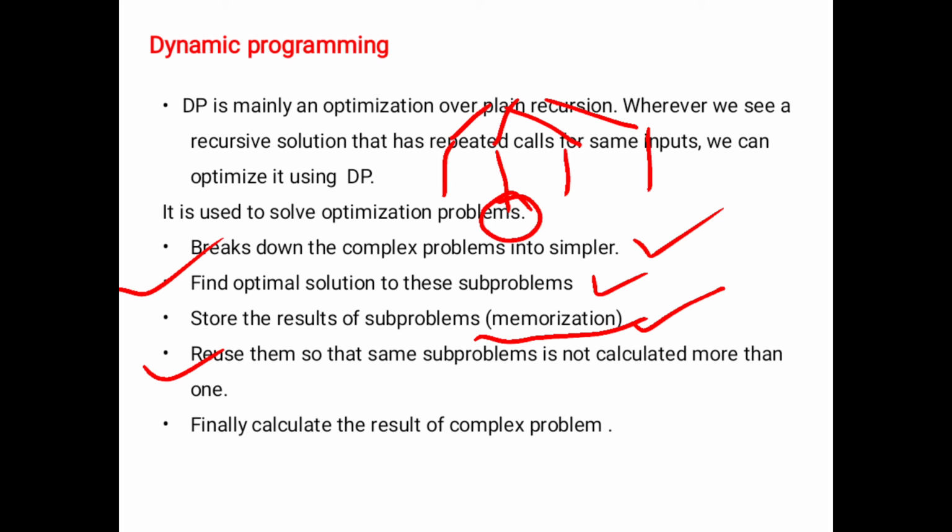Then if you get the optimal solution, that solution is stored for the subproblems, and we can use it only one time. It cannot be calculated more than once. Then finally, calculate the result of the complex problem. After getting the optimal solution, that solution is the solution of the complex problem. Can you understand this concept about dynamic programming? I think you can understand.